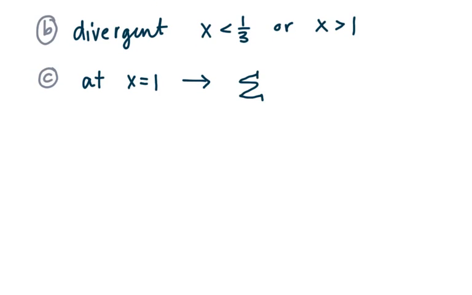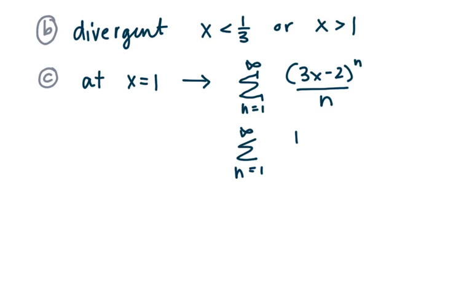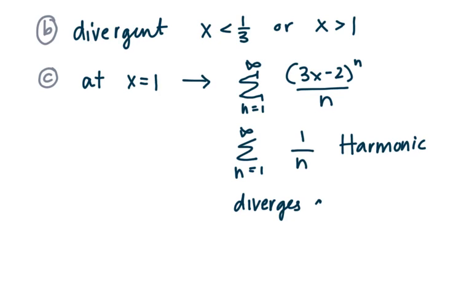My series was the sum from n equals 1 to infinity of (3x minus 2) to the n over n. If I plug x equals 1 in here, 3 take away 2, I'll have 1 to the n. So this is the sum as n equals 1 to infinity of 1 to the n over n. And 1 to the n in the numerator is just equal to 1. So now this is the sum of a harmonic series. And because this is harmonic, it diverges at x equals positive 1.